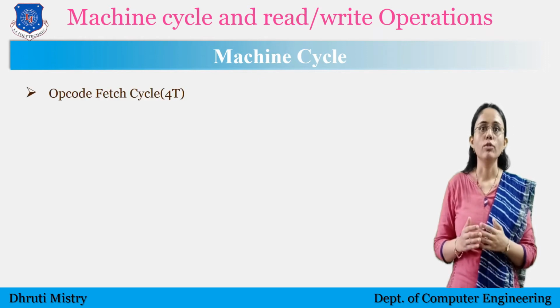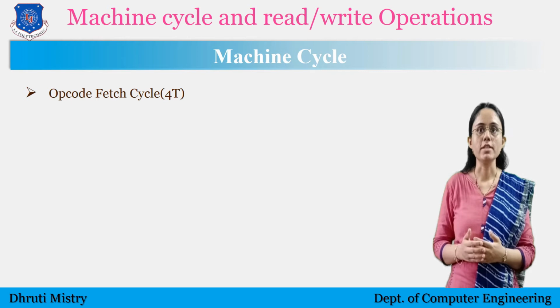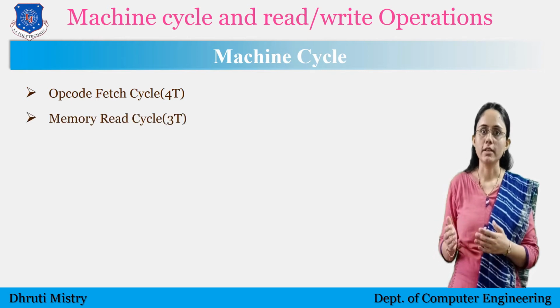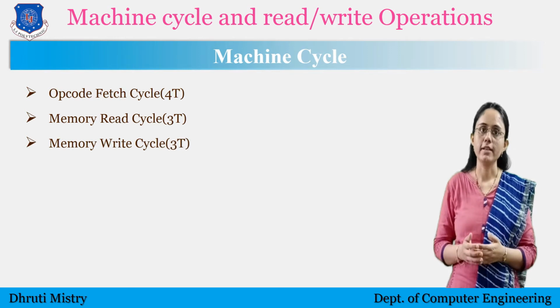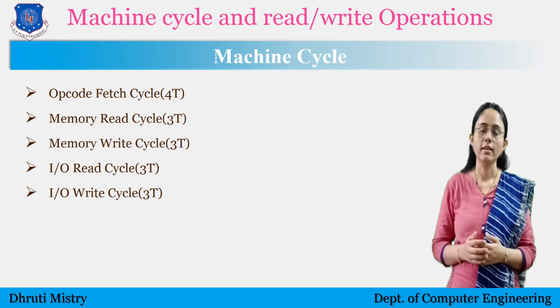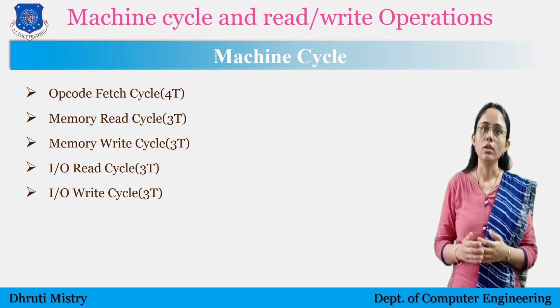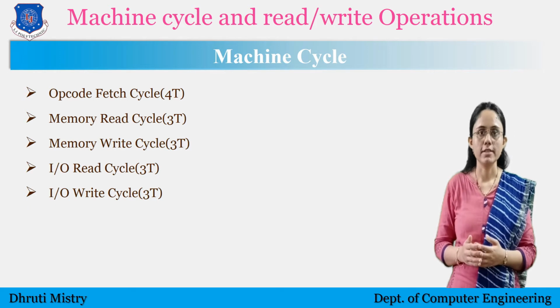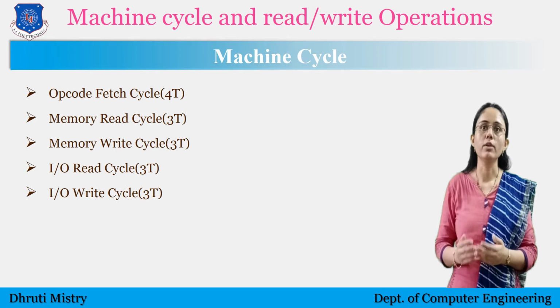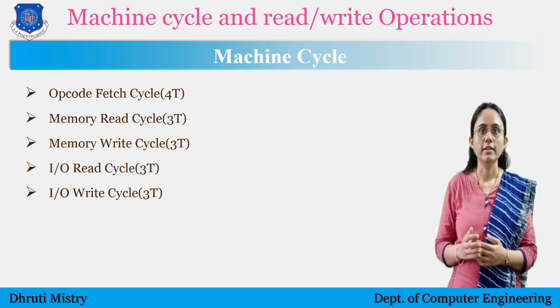They are the opcode fetch cycle, which requires 4 T states, then memory read cycle, memory write cycle, IO read cycle, and IO write cycle. IO means input and output. All these require 3 T states. And internally, depending on the opcode, each machine cycle takes from 3 to 6 T states.